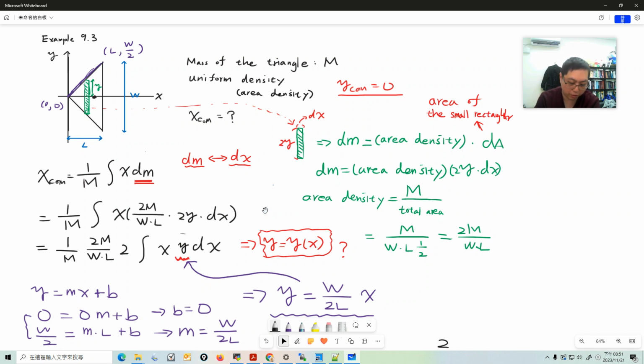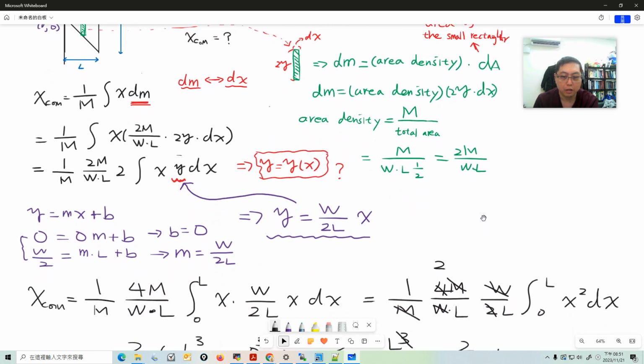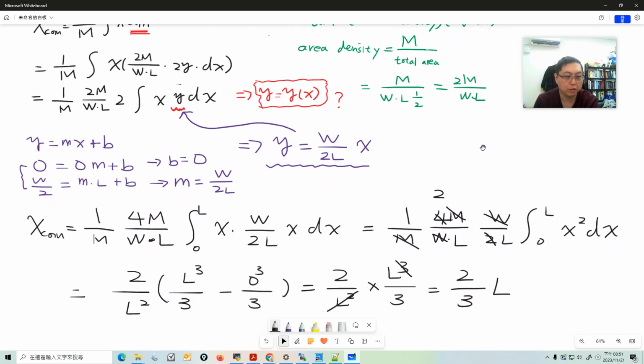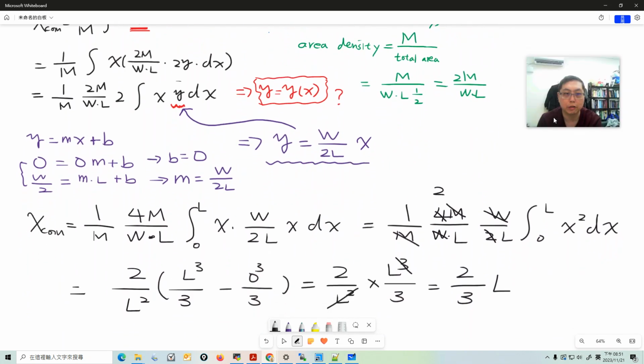This technique is often used. And I believe your calculus class also demonstrated some examples like this. Okay, so I just start the video here and hopefully you can understand this problem and calculation.